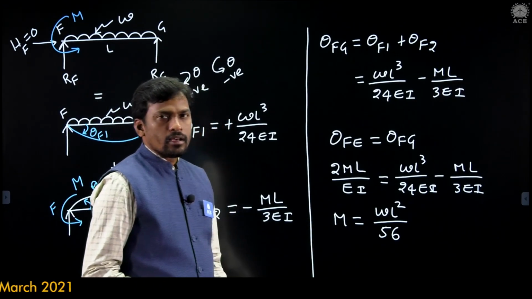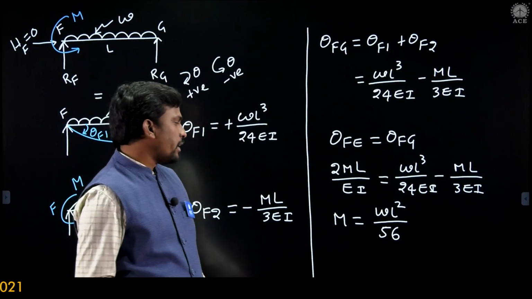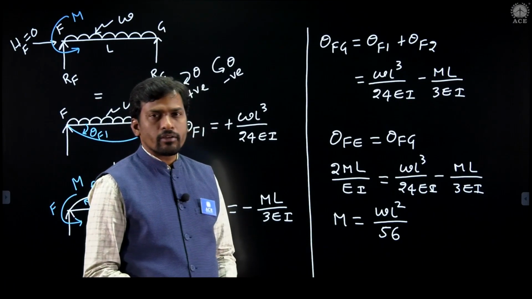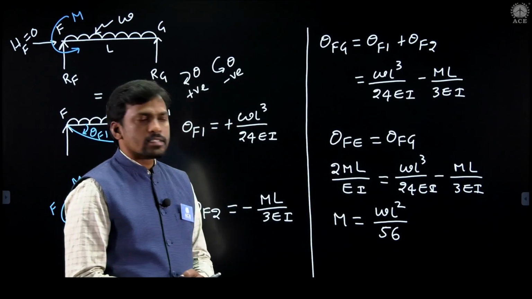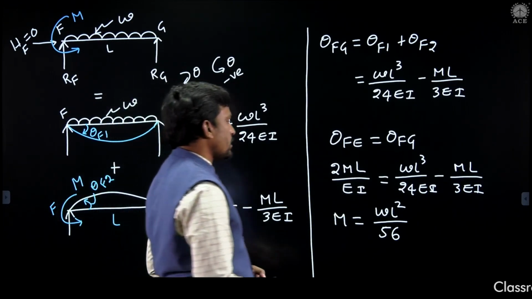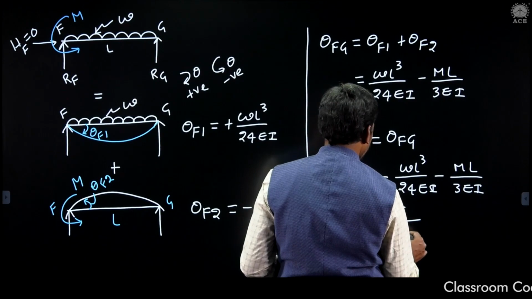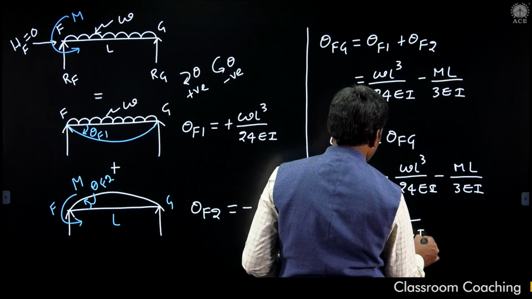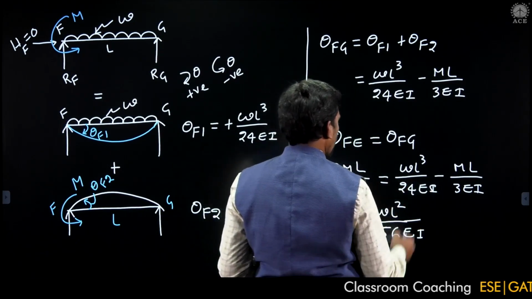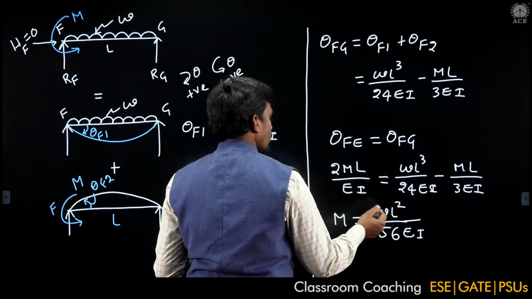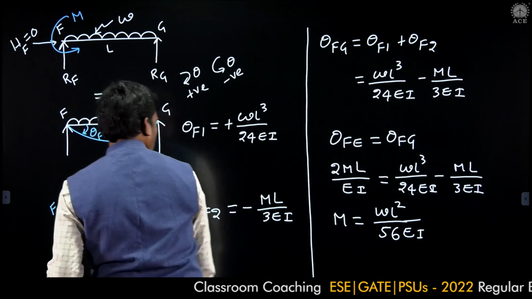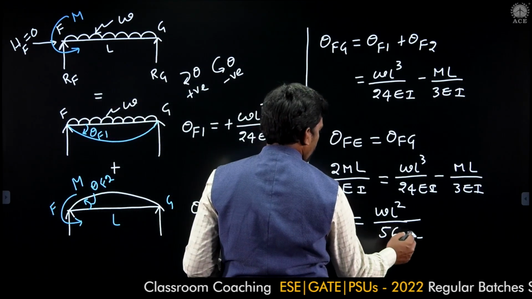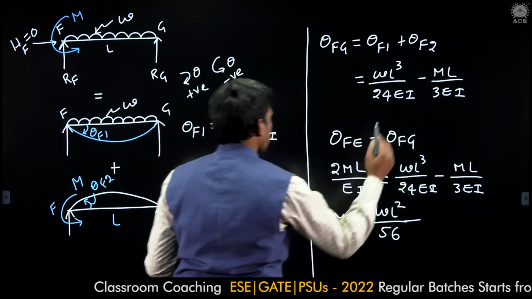We have taken the redundant as the moment at joint F, right? What is the value you got? WL square by 56, please. EI gets cancelled, right? Okay, EI gets cancelled.